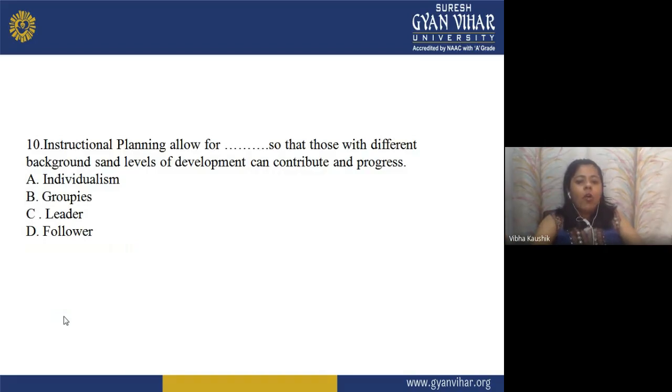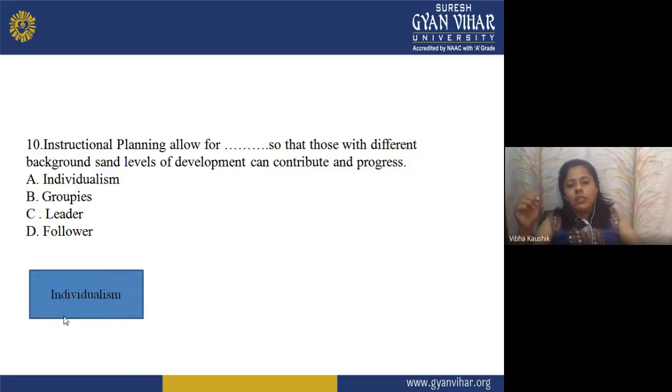Instructional planning allows for dash so that those with different backgrounds and levels of development can contribute and progress. Options are A, individualism, B, groupist, C, leader, or D, follower. And the correct answer is individualism. Means instructional planning should be designed according to the individual needs of the learner.